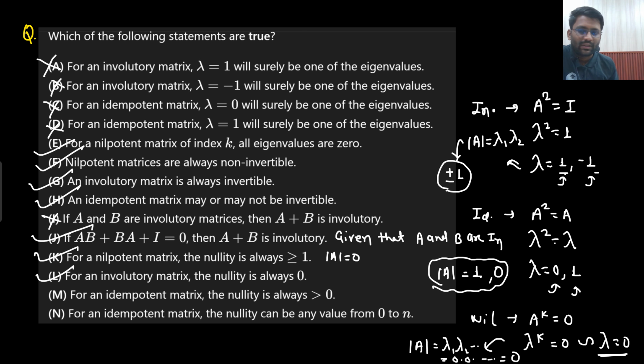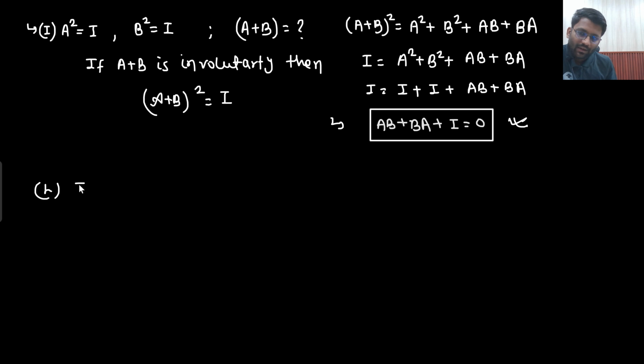What does that mean? Option L. Involutory means determinant of A can never be 0. What does that mean? Determinant of A can never be 0.